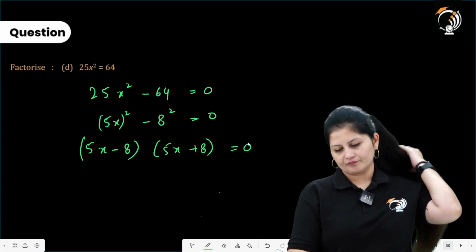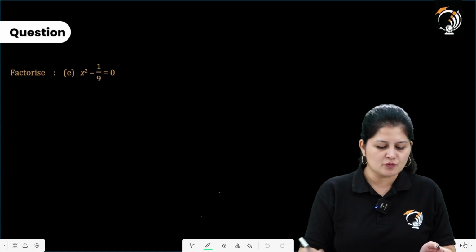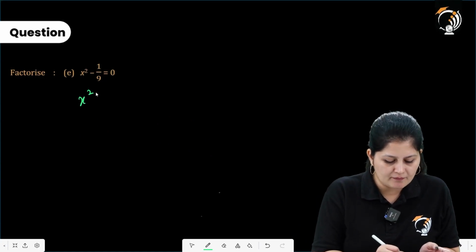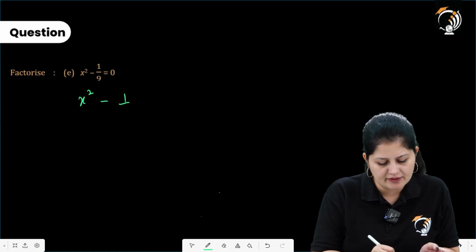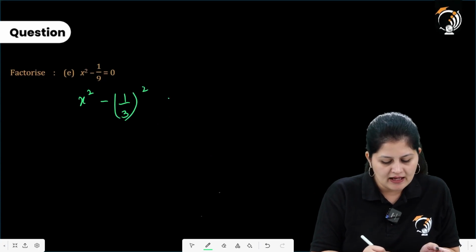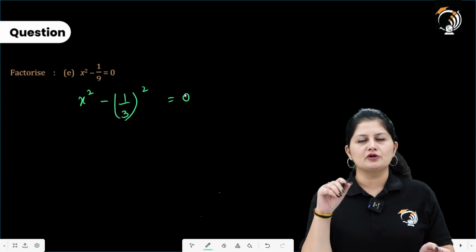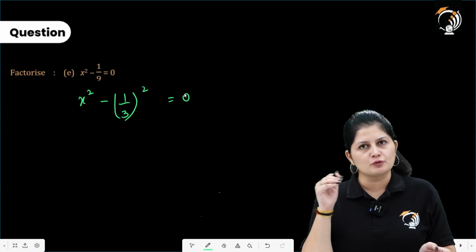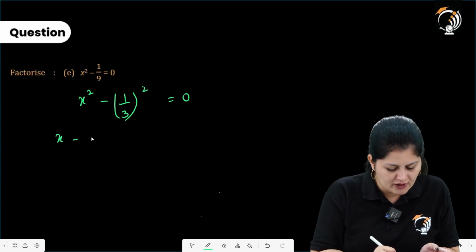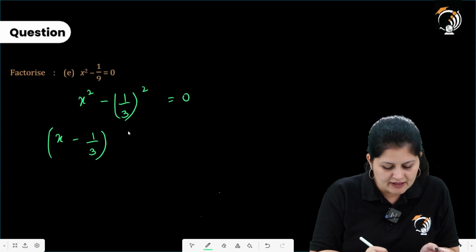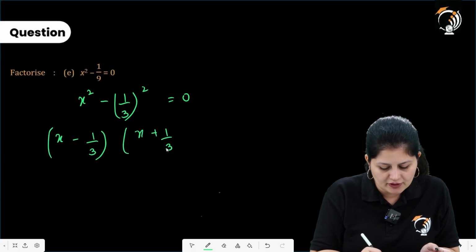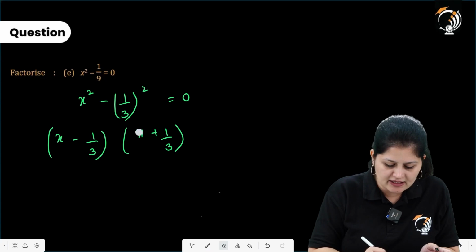Clear? Now, moving to the next question, which says x square minus 1 over 9. This can be written as the square of 1 over 3. Again, we are going to use the property of the difference of two square numbers. So this is going to give you x minus 1 over 3 multiplied with x plus 1 over 3. That is what we are going to get here after solving them.